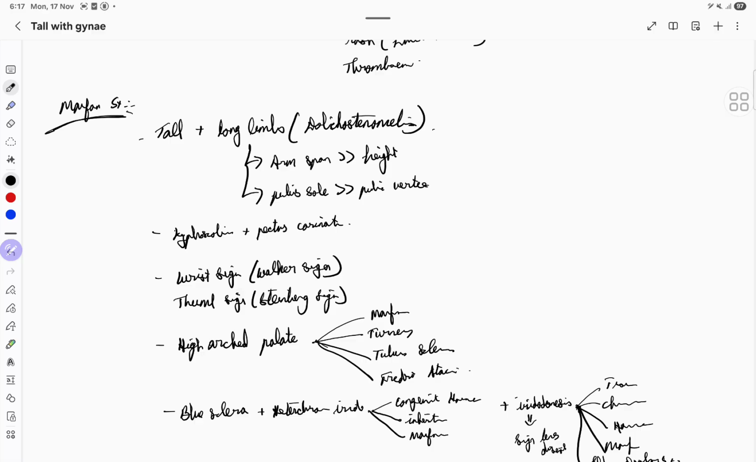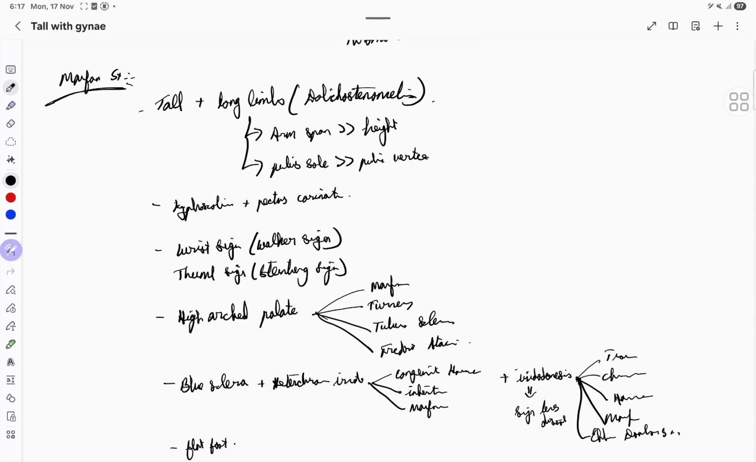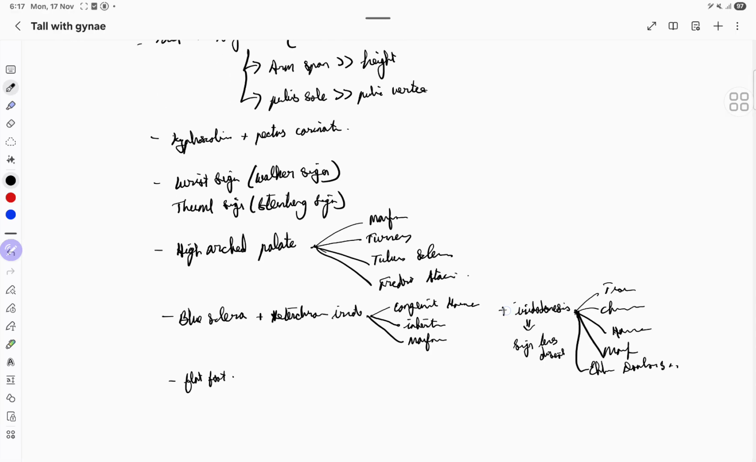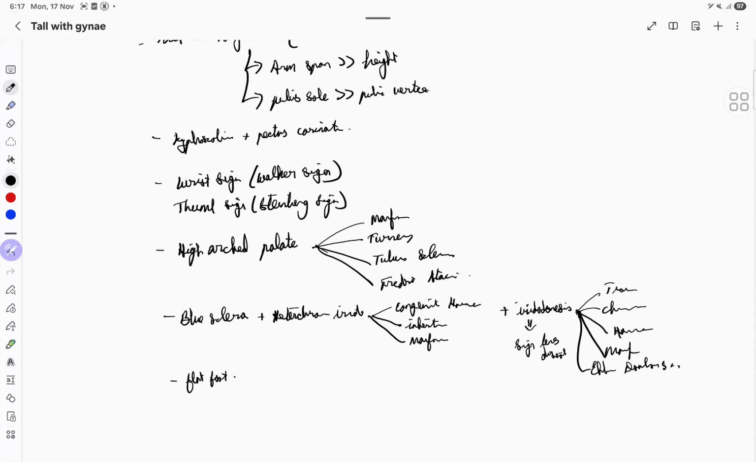On examining, the patient is tall with disproportionately long limbs. The patient has kyphoscoliosis with pectus carinatum. The wrist and thumb signs are positive, and the patient has a high arched palate with blue sclera, heterochromia iridis and iridodonesis. And the patient has a flat foot. The findings are consistent with a Marfanoid body habitus. The differential diagnoses for this are Marfan syndrome and homocystinuria.